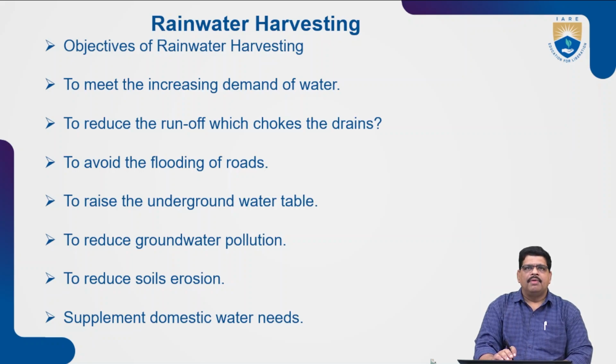Next, the objectives of rainwater harvesting. What is the main objective of rainwater harvesting? To meet the increasing demand for water. Due to the increasing population, urbanization and rapid growth of developments, the demand for water increases day by day. So that's why some harvesting techniques are necessary.